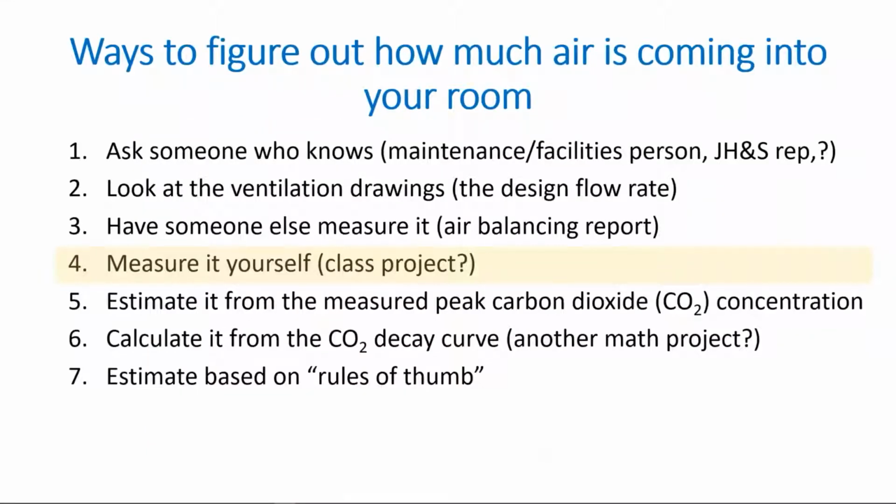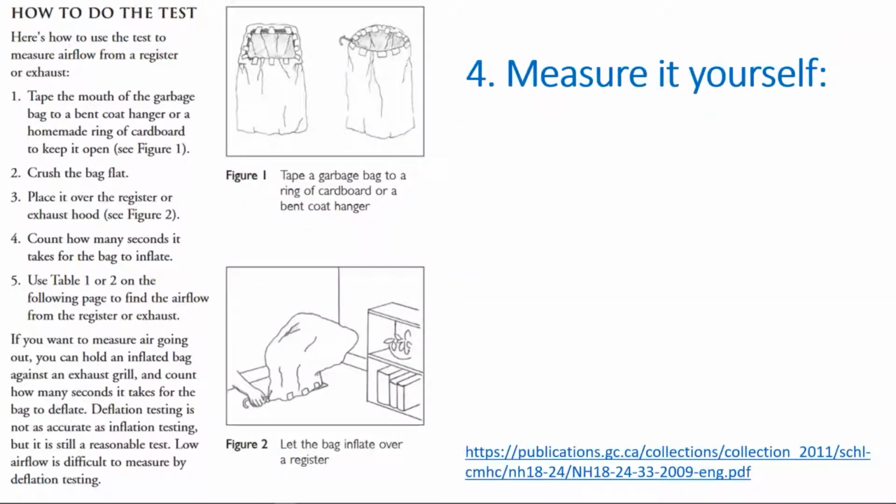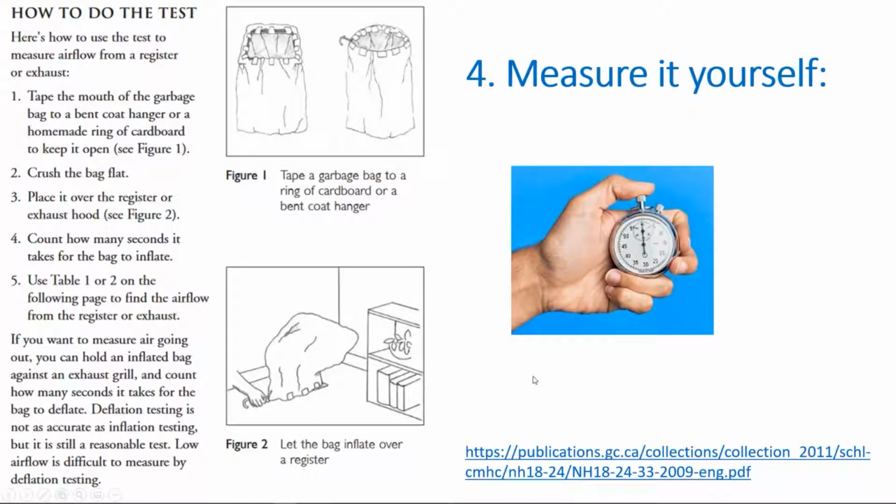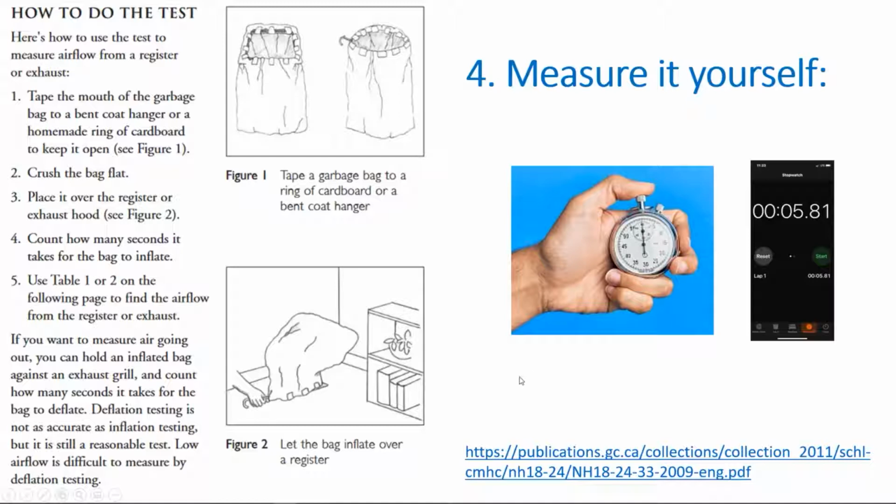Well, here we have a nice little class project for your classroom. This is coming from a publication put out by Canada Mortgage and Housing Corporation, and it's how to measure the airflow on your registers in your home. And you see here, you tape a cardboard ring or a coat hanger around the opening of a garbage bag, and then you place it over the register, and you time to see how long it inflates. And some people have cell phones with timers on them, so also do it the modern way.